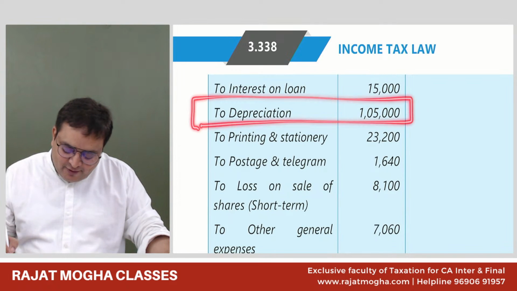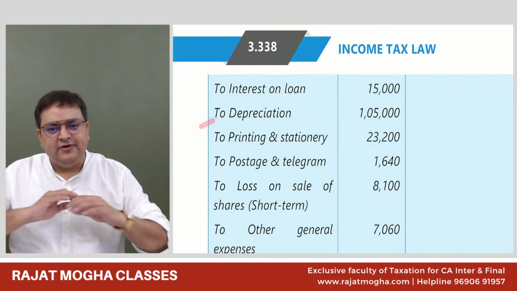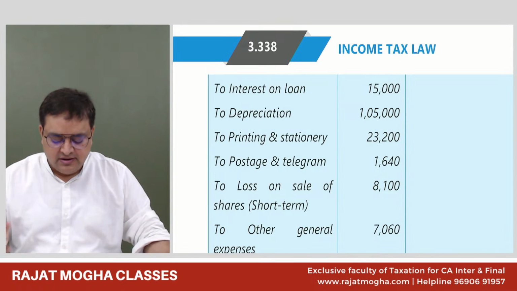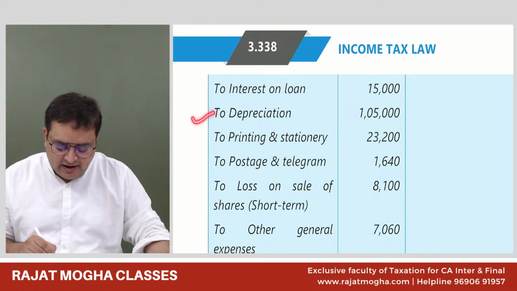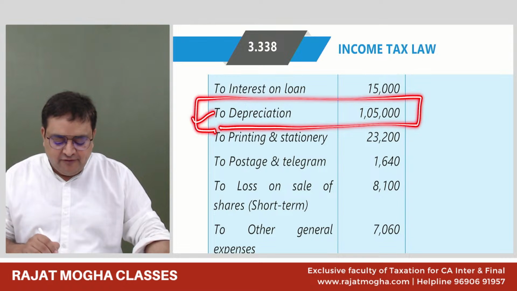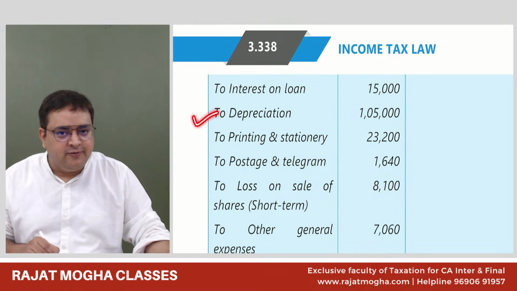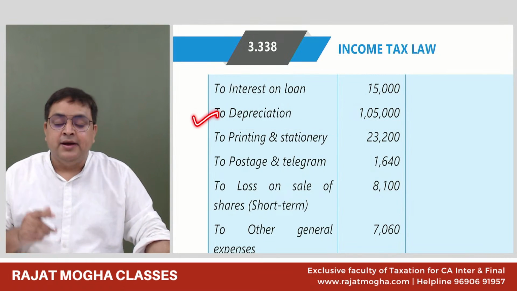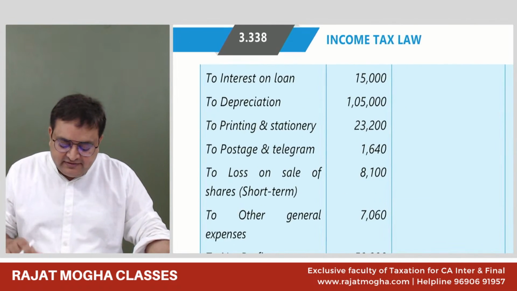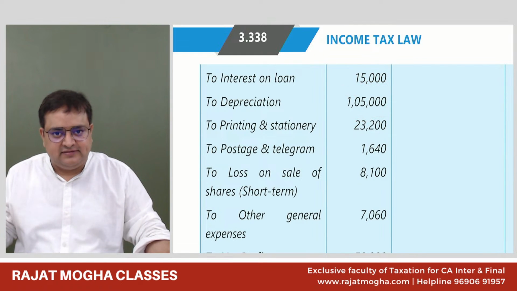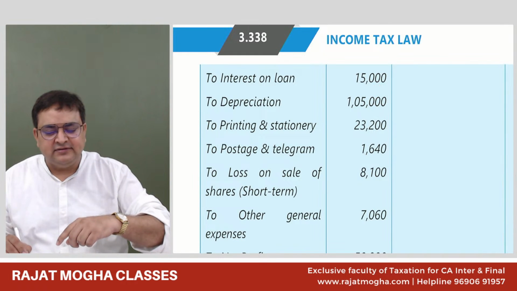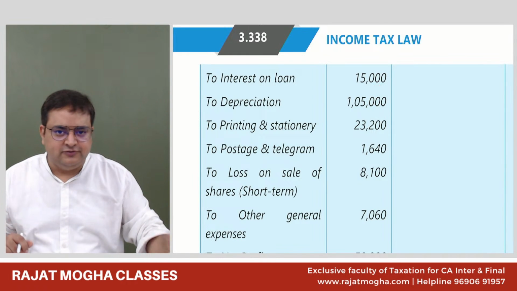Tell me about this depreciation. If nothing is mentioned in the information, and this is the only thing mentioned in the question, will you allow it or disallow it? Allowed. Very good. If nothing is mentioned, we will allow it. But if the information says depreciation under section 32 is something else, we will not allow this and we will allow that. So we add back this and allow that. You can do the difference also.